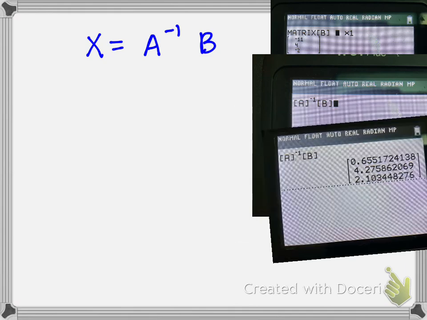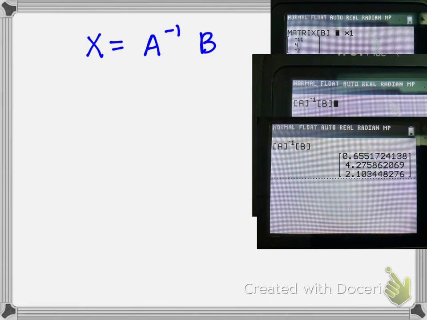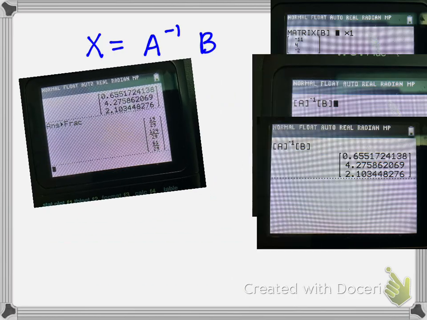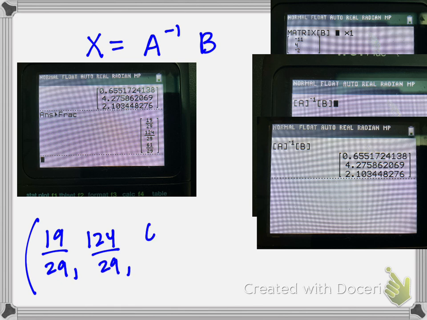And to get these into exact values, you're going to hit the button Math, enter, enter, and sure enough, you get this wonderful solution with actual fractions. So we now know that if we were answering the system of equations, we could say that x was 19 over 29, y was 124 over 29, and z was 61 over 29.